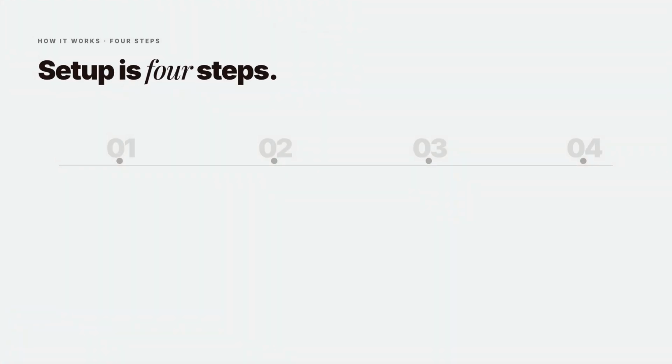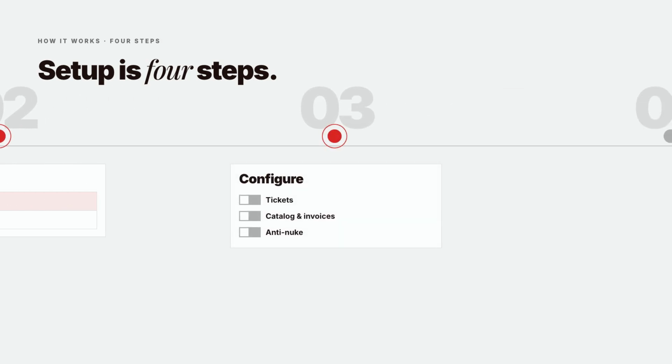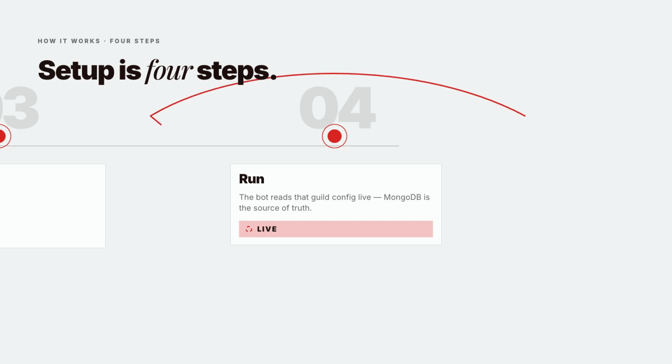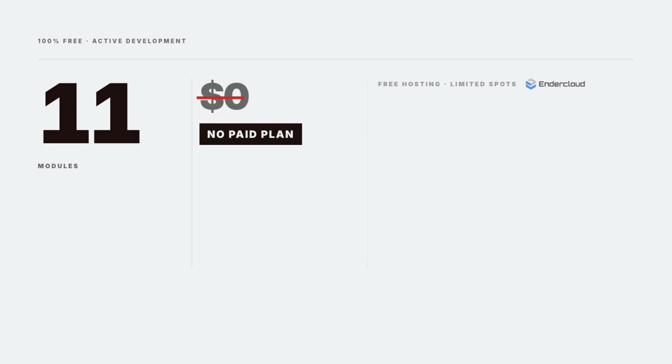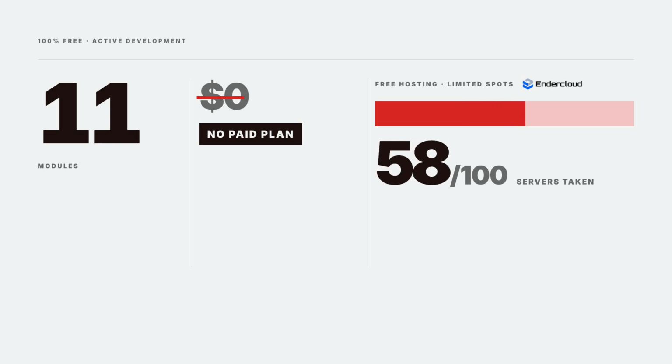Setup is 4 steps. Log in with Discord, pick a server you administrate, flip the switches, and the bot reads that config live. 11 modules, no paid plan, free hosting, while the spots last. 58 of 100 are taken.